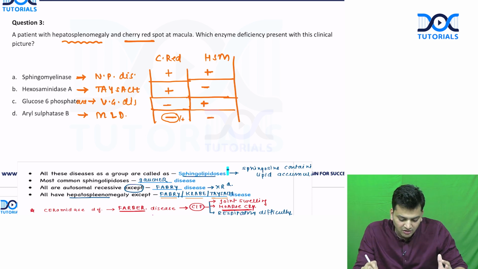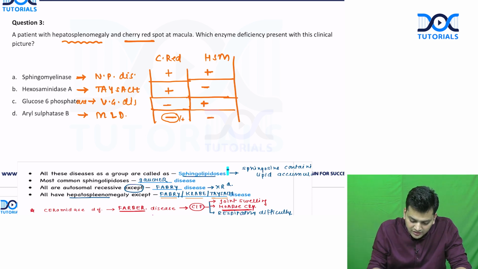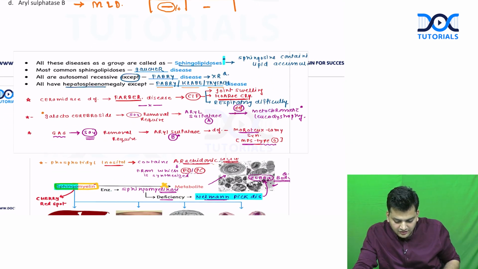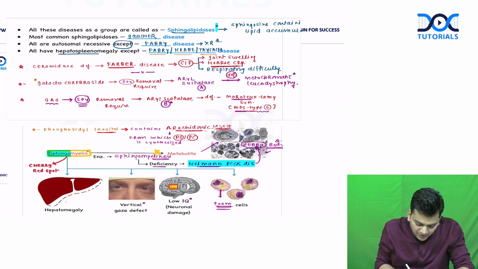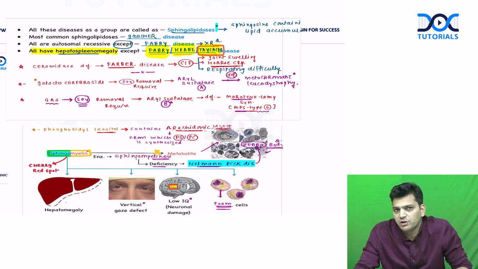So they are asking about the combination of cherry red spot with hepatosplenomegaly, and this combination points to Niemann-Pick disease, that is sphingomyelinase deficiency. Now look at what we have discussed in the videos. All have hepatosplenomegaly except Fabry. Fabry does not have, Tay-Sachs does not have, and Krabbe does not have the hepatosplenomegaly, and this is where one option has been ruled out. Tay-Sachs has been ruled out here.